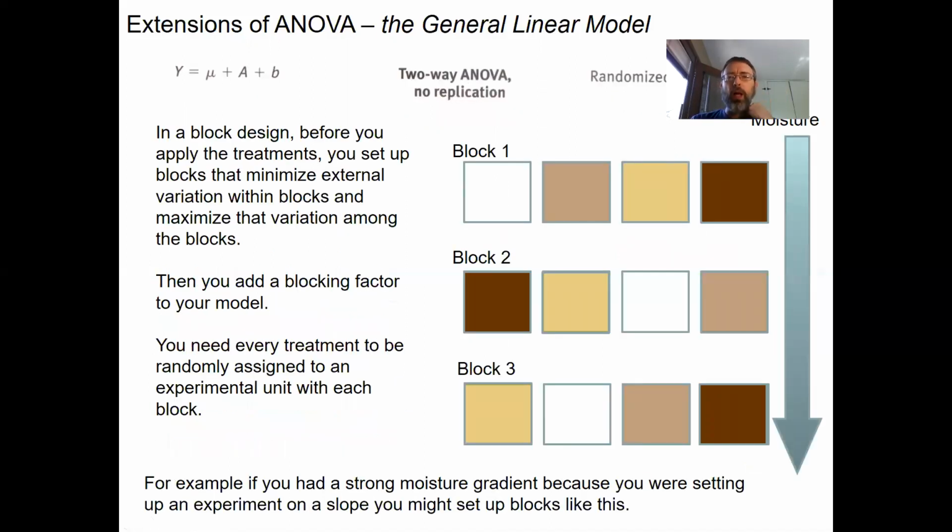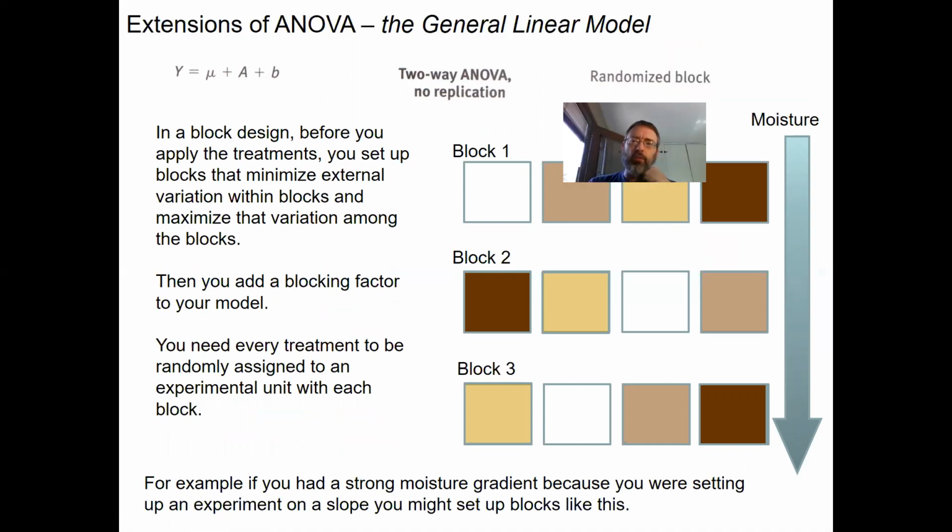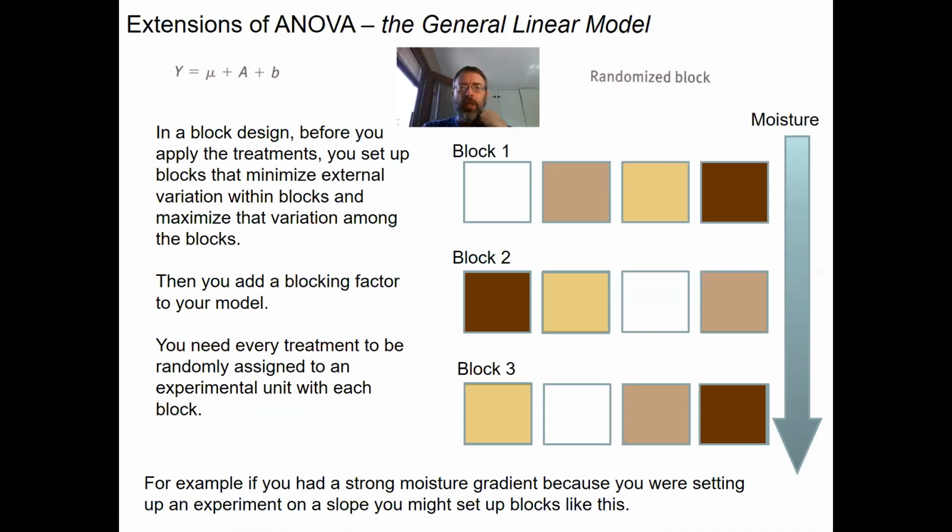For example, you might have a block design. Randomized block design is what Whitlock and Schluter are calling it. I'll put it right here. In block designs, before you apply the treatments, you set up blocks that minimize external variation within the blocks, but maximize variation among the blocks. Then you add a blocking factor into your model. That's right here. Just let this wash over you, okay? Later, if you need to run a block ANOVA, you can come back to this and then chase it down. It's not that hard, by the way. There are no imposters in this. You can do this. It's not a big deal. And you might want a block design. You can add a blocking factor to your model.